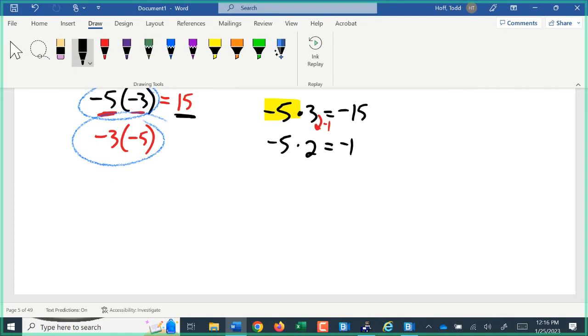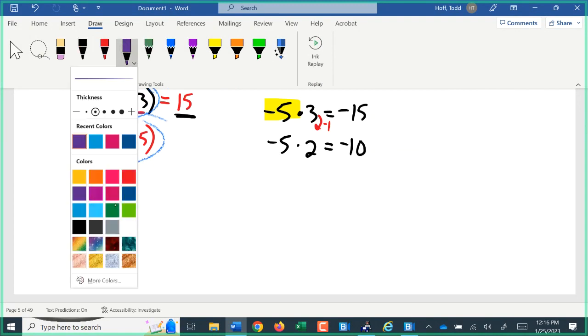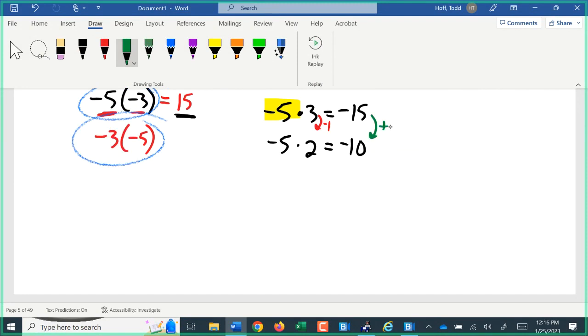Negative 5 times 2 is negative 10. And what happened over here was the result went from negative 15 up to negative 10. It increased by 5. Let's keep that going. Negative 5 times, reducing that by 1 again, would be 1. Negative 5 times 1 is negative 5. Again, the answer increased by 5. So we've established a pattern here. Negative 5 times 0, we reduce that by 1 again, equals 0. This went up by 5 again.